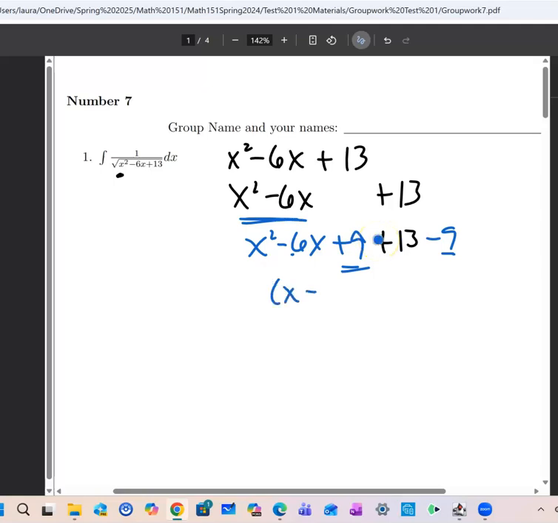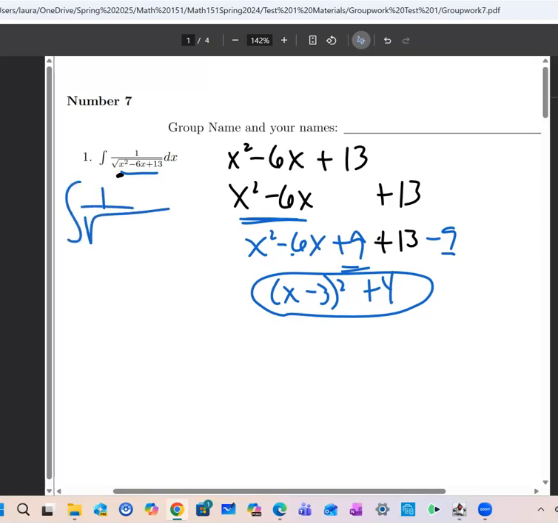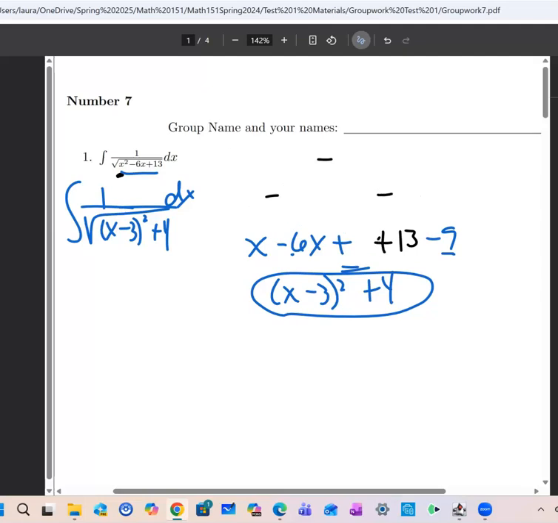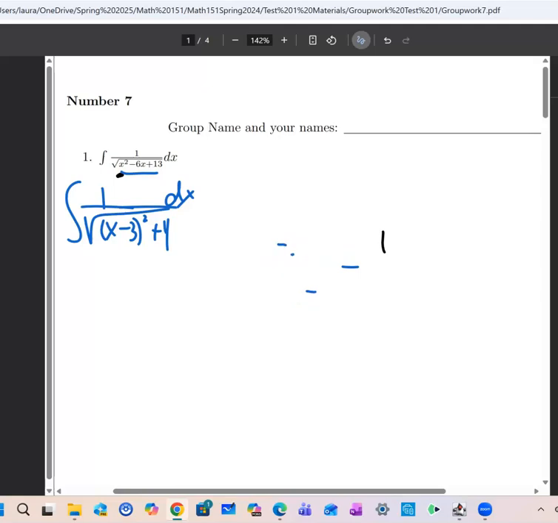So this turns into x minus 3 squared plus 4. Okay, so that's what goes back into the radical. So square root of x minus 3 squared plus 4 dx. Okay, so let me erase this. So after you complete the square, you're expecting to do trig substitution.